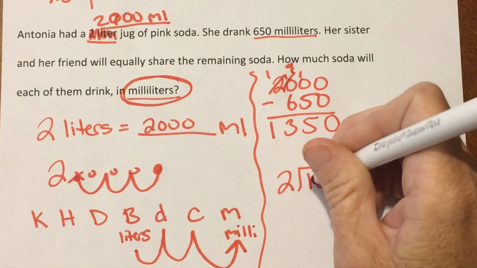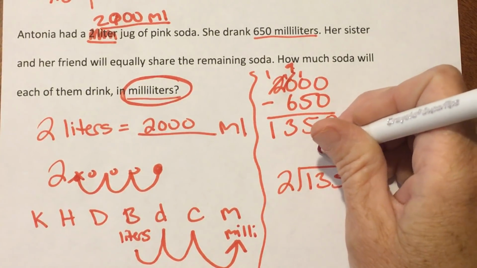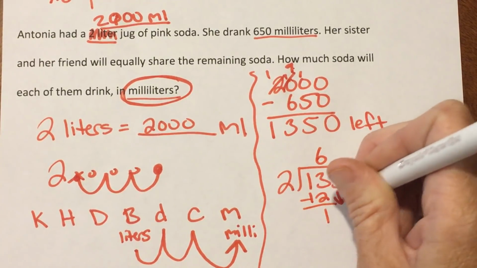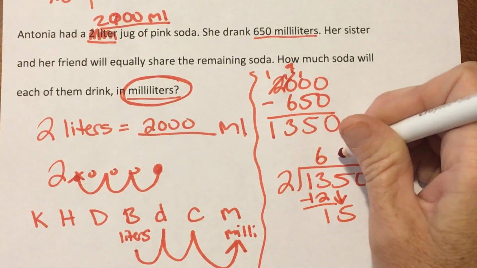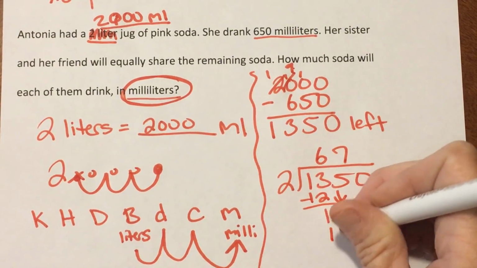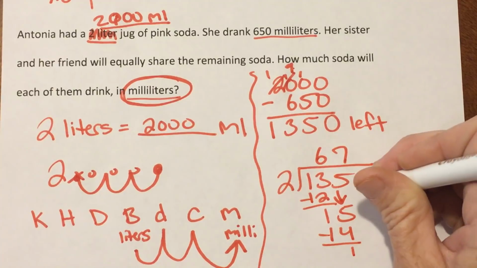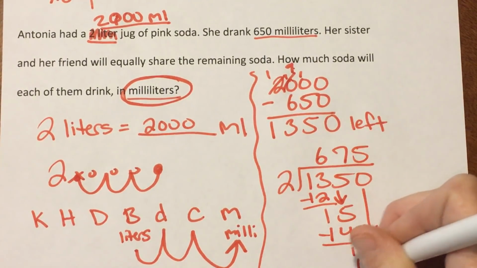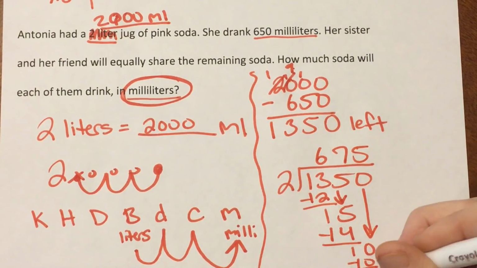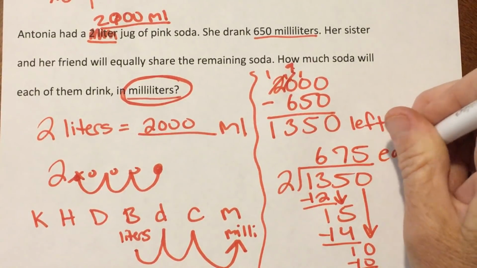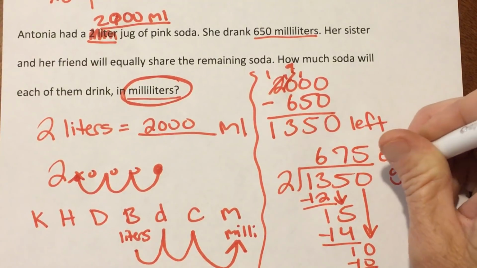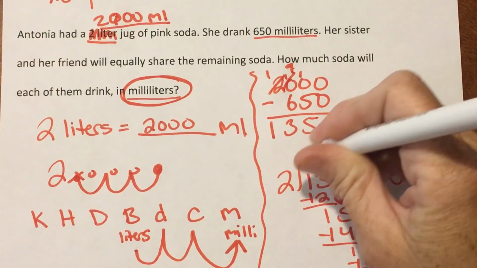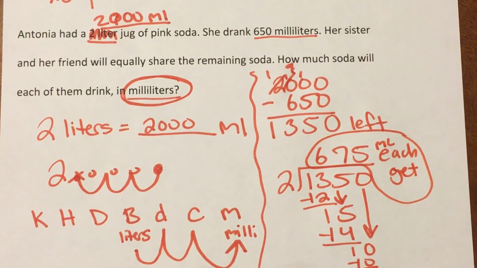So let's see, 2 doesn't fit into 1, it fits into 13 6 times. 6 times 2 is 12. 2 fits into 15 7 times. 7 times 2 is 14. And 2 fits into 10 5 times. 5 times 2 is 10. Okay, so this means that they each get 675 milliliters. And that is our answer.